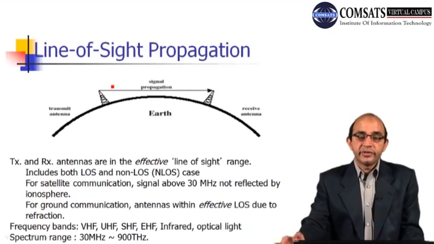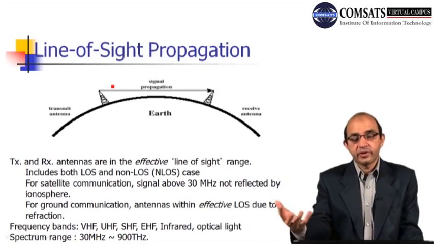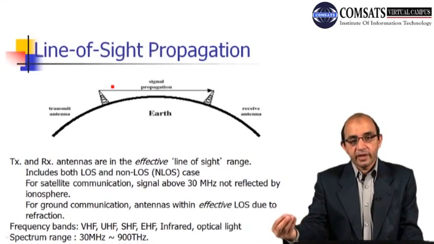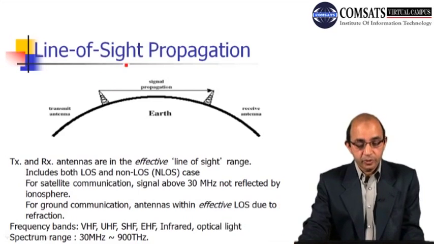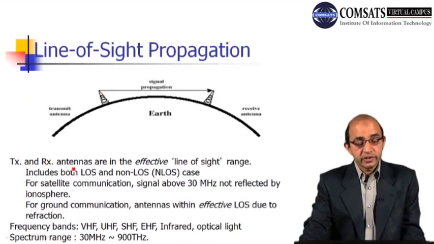Here this is a very real example which we can look around us. For example, in case of cellular communication antennas, there are two types of antennas. One is omnidirectional antennas, and the other is directional antennas. Here we have the line of sight propagation, or signal propagation. One antenna is here and the other antenna is here, and they are aligned. This is one of the requirements. The transmission antenna and the receiving antenna are in effective line of sight range, covering both the line of sight and the non-line of sight case.